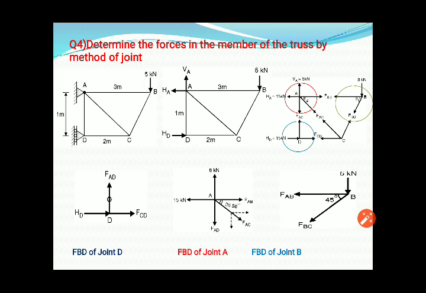Similarly, determine the forces in the members of the truss by the method of joints. So you can see a cantilever truss is again given over here. So what is the first step? Whenever you have a cantilever truss, you can find the reactions and continue, or you can start with the free end. Free body diagrams are given to you. So you can consider joint B first, where we have 2 unknown members. You can see the free body diagram of joint D, of joint A, and of joint B. Just try this.